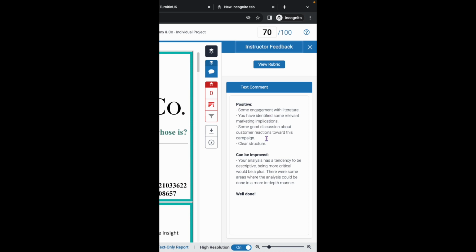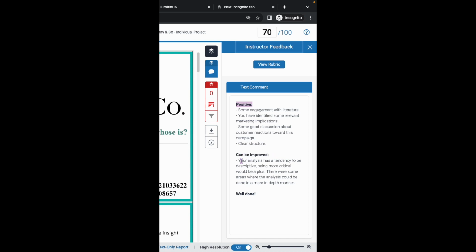So that was the highest I've ever seen. So 70 is pretty good. I'm very happy with it. So some positive comments, some engagement with literature. You have identified some relevant marketing implications, some good discussion about consumer reactions towards the campaign, which is from the consumer behavior perspective, and clear structure.